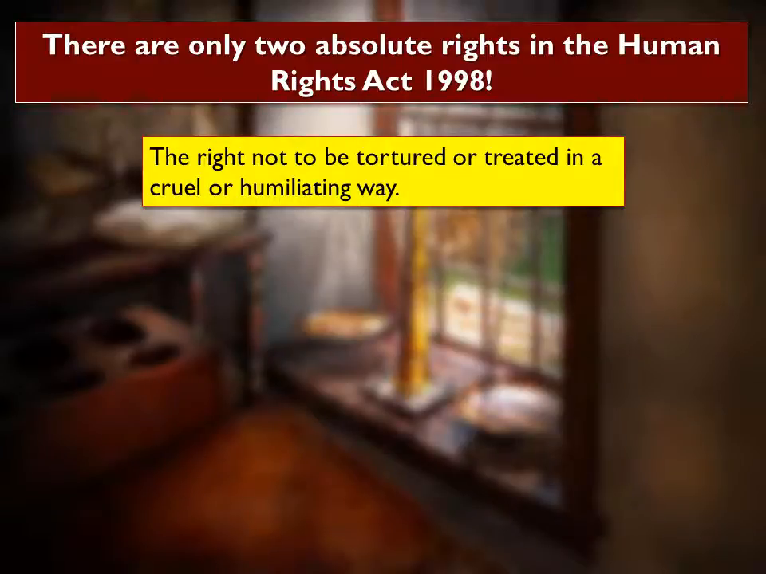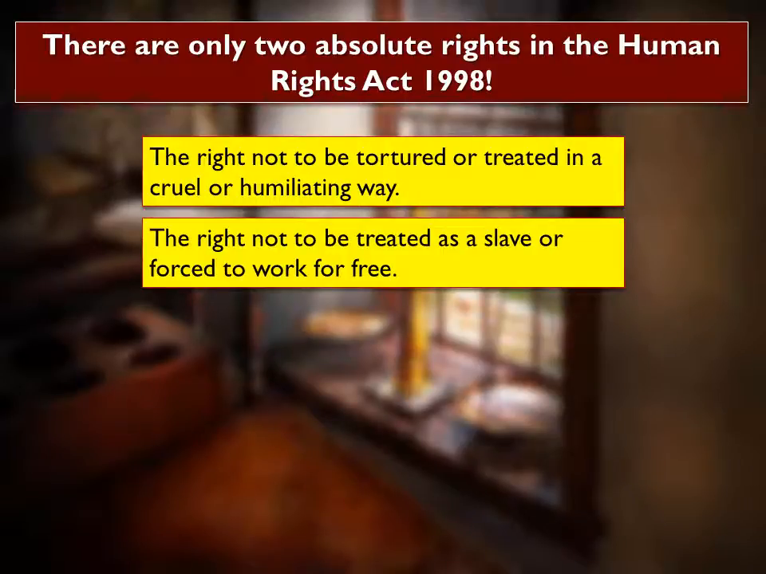It's never okay. The second absolute right is the right not to be treated as a slave or forced to work for free. Again, if this is happening and you take that person or that organization to court, they can't turn around and say, well, actually in this case it's okay. No, in any case, anywhere, these two rights, it's never okay to treat someone as a slave or to torture or humiliate someone.